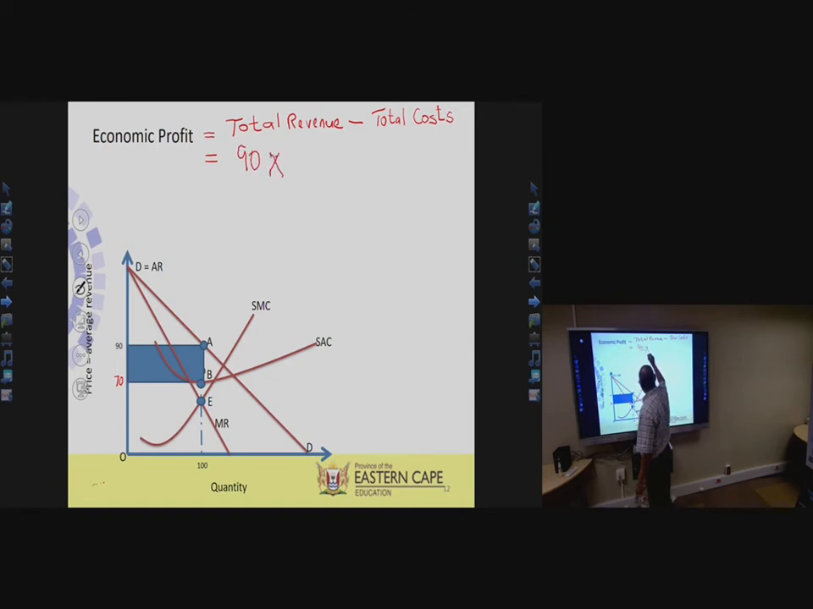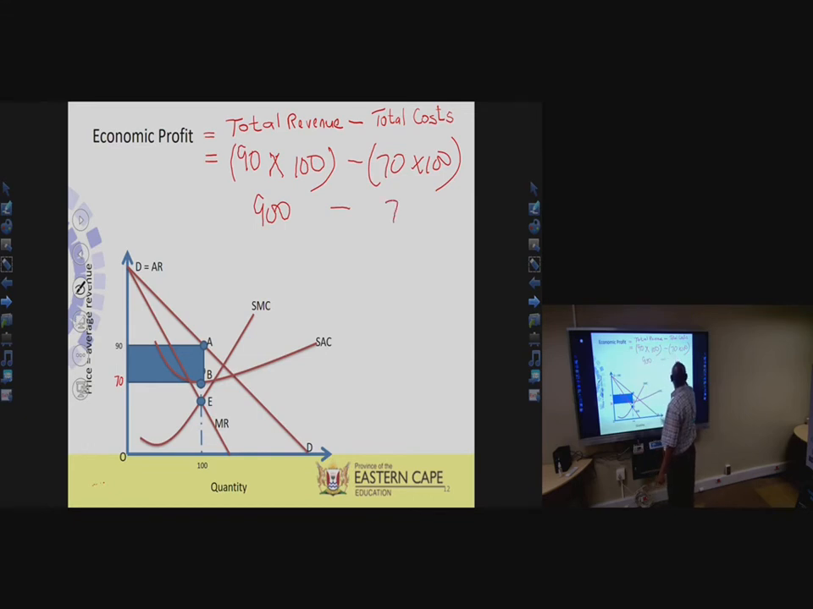But then let's have some calculations. Okay, with this particular graph, your price was given a value. The price is 90 and the quantity is 100. And then you remember that your total revenue, we've said it's P times Q, which therefore means it's 90 times 100, which is P times Q.